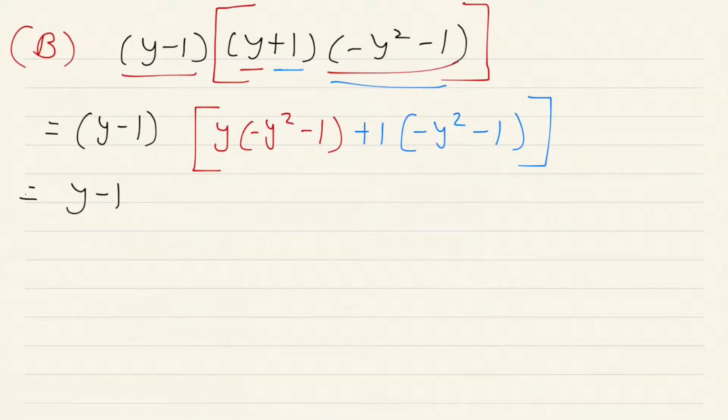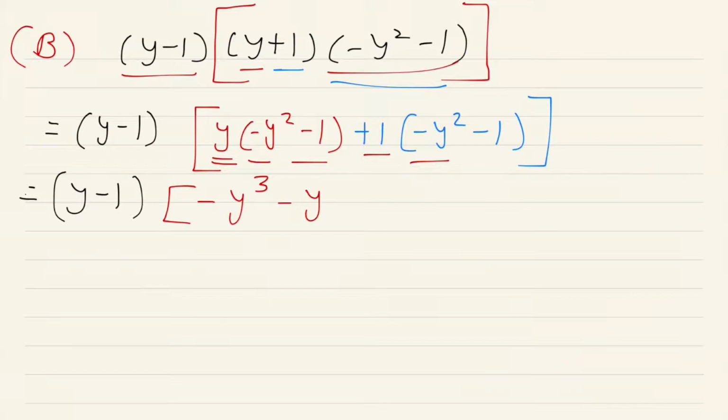That's y minus 1 times, we have y times negative y squared, positive times negative, so negative y to the 1 plus 2, so y to the third power. y times negative 1, so that's negative y. Then we have plus 1 times negative y squared, so that's negative y squared, and plus 1 times negative 1, so that's negative 1.